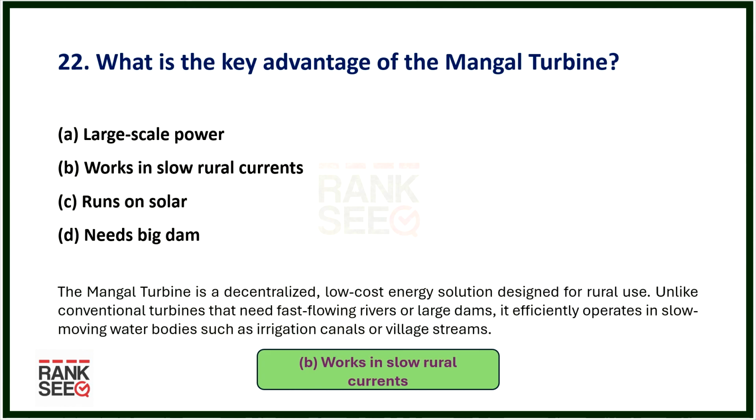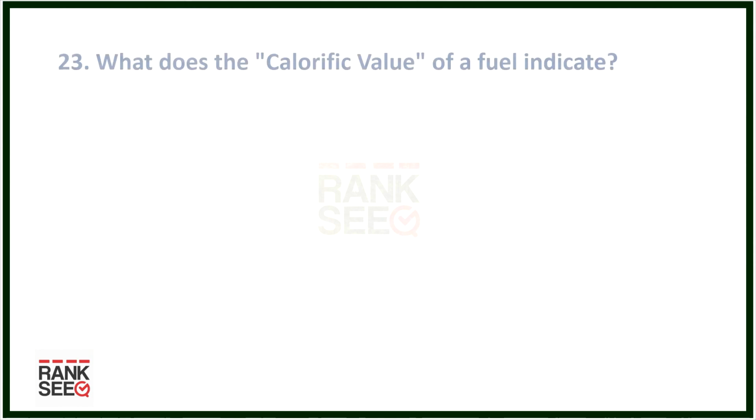Explanation. The Mangal turbine is a decentralized, low-cost energy solution designed for rural use. Unlike conventional turbines that need fast-flowing rivers or large dams, it efficiently operates in slow-moving water bodies such as irrigation canals or village streams. This makes it especially valuable for powering agricultural pumps, small machines, and household needs in remote areas without large-scale infrastructure.